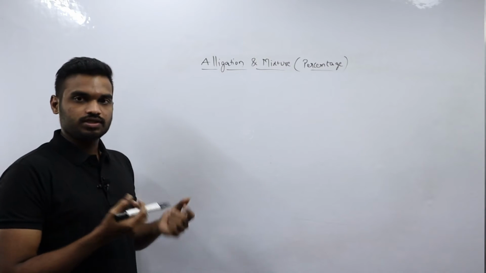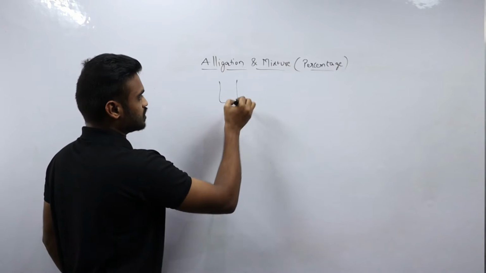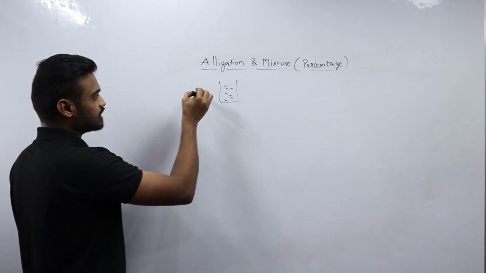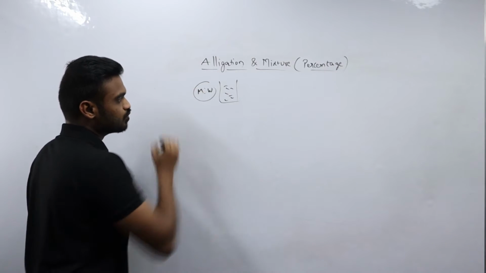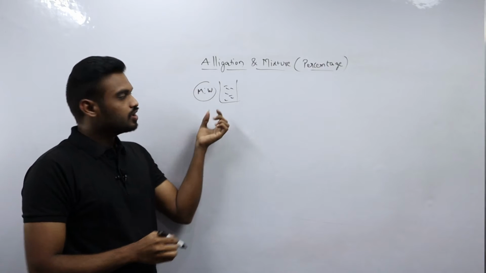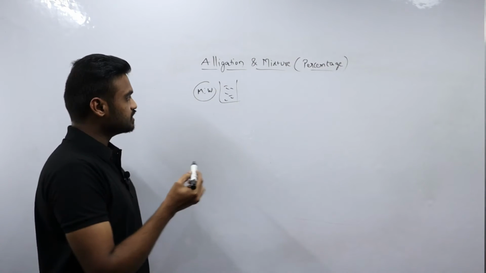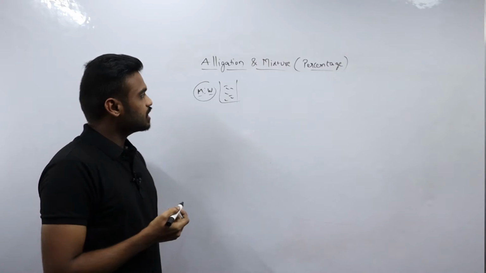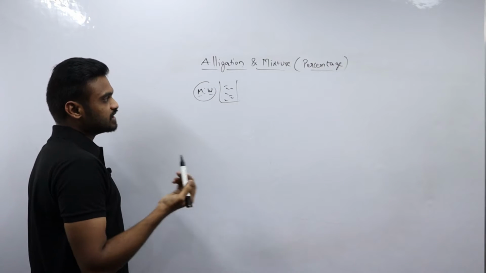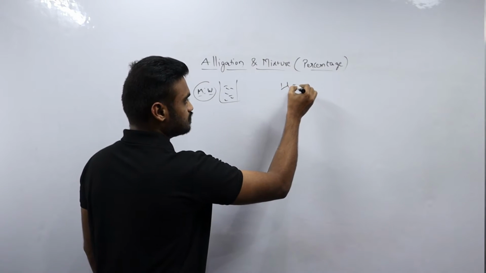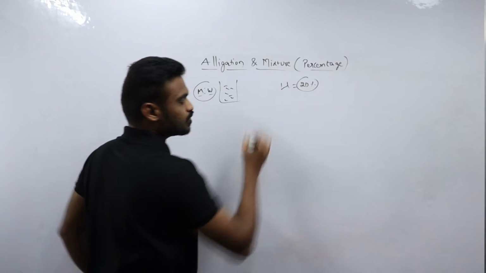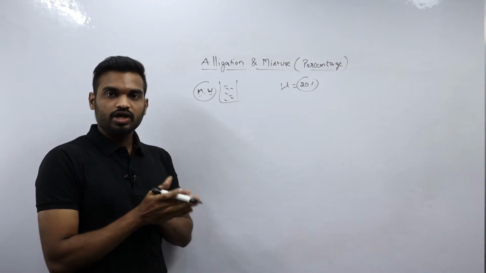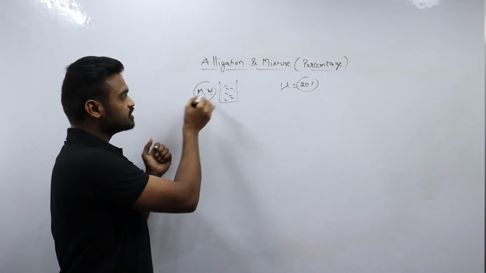Now suppose there is a vessel here. In this vessel there is a mixture, a combination of milk and water. They are telling us that in this vessel the percentage of water is 20%. Now how can we write this percentage in the form of ratios?